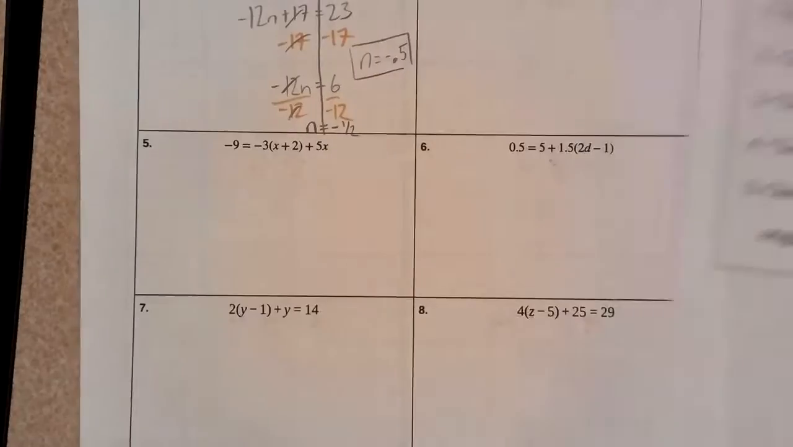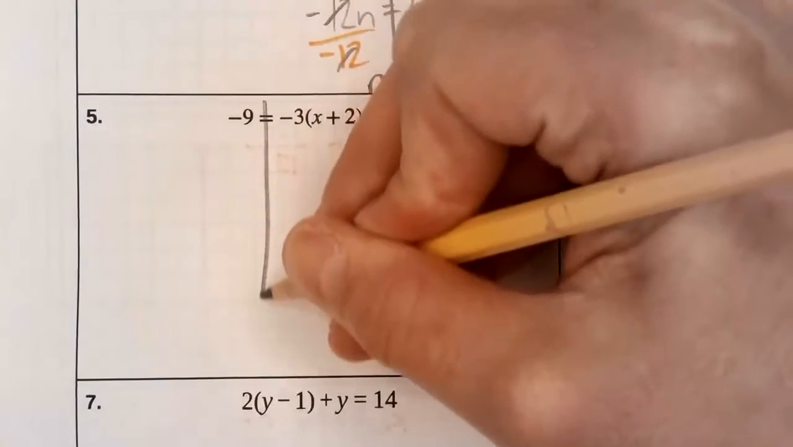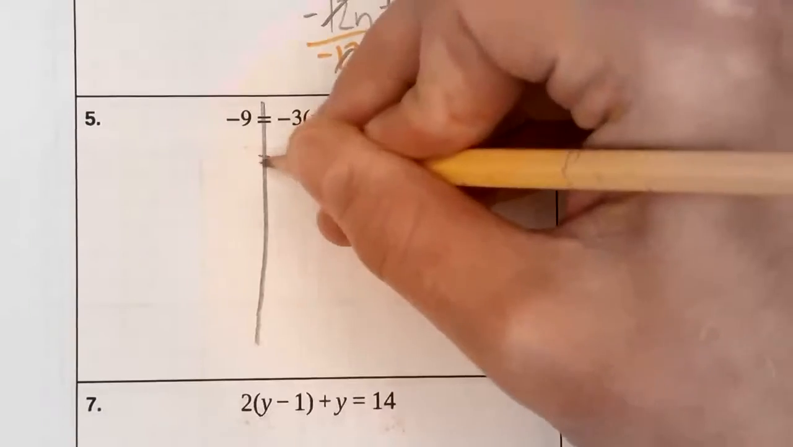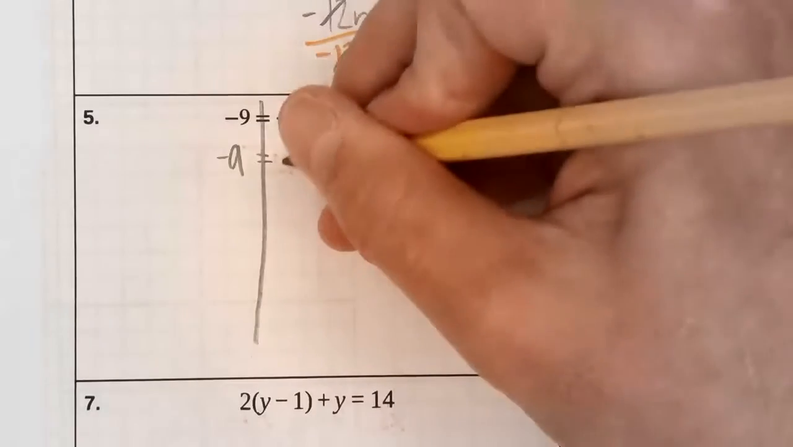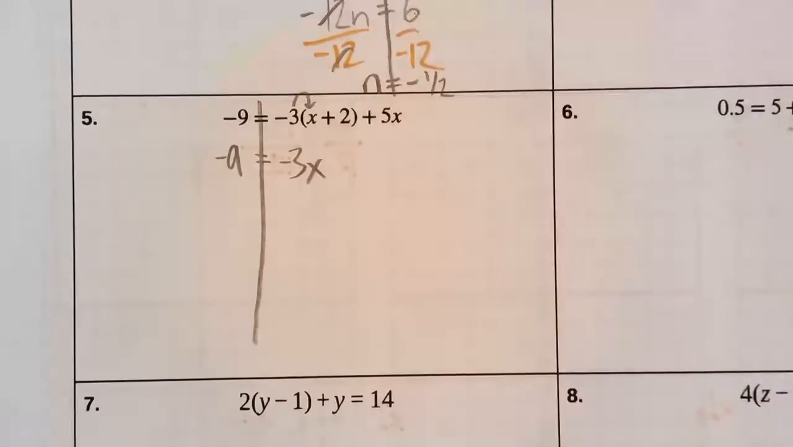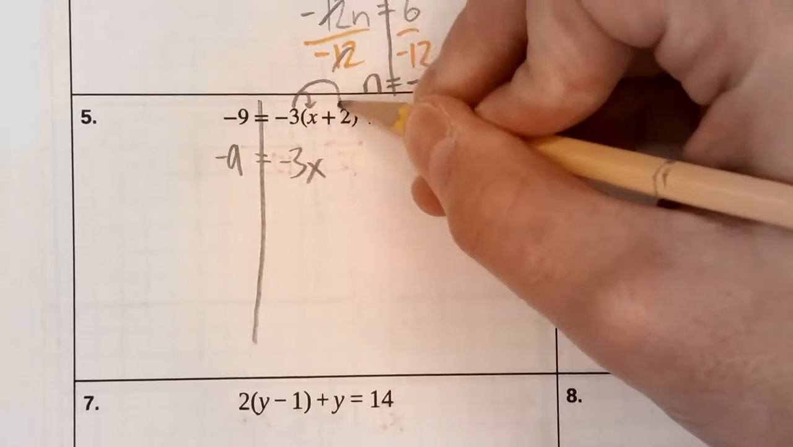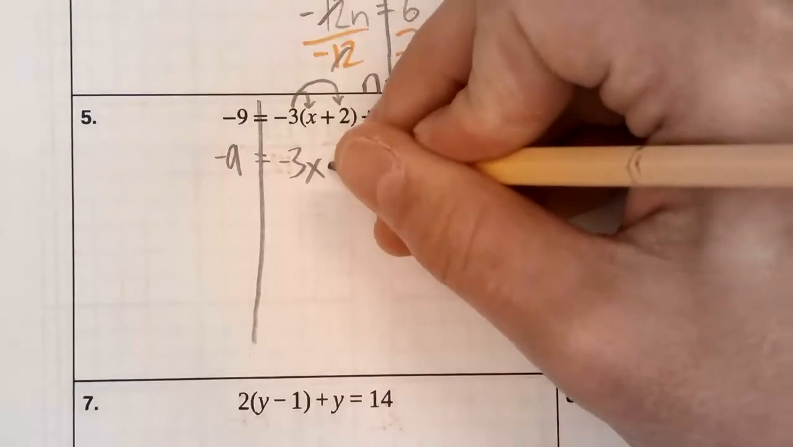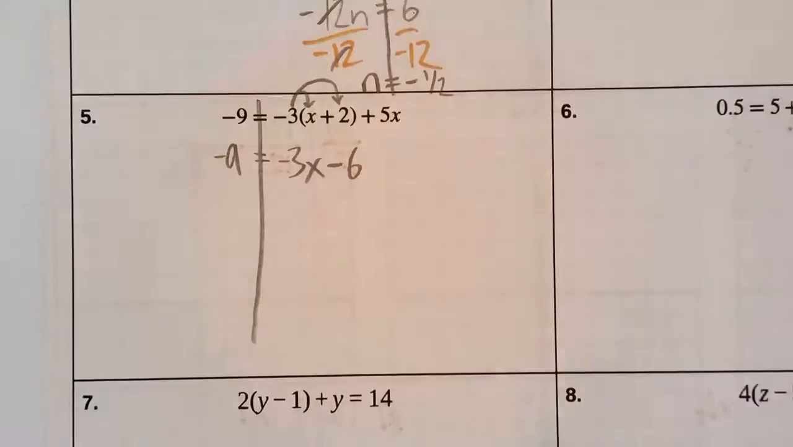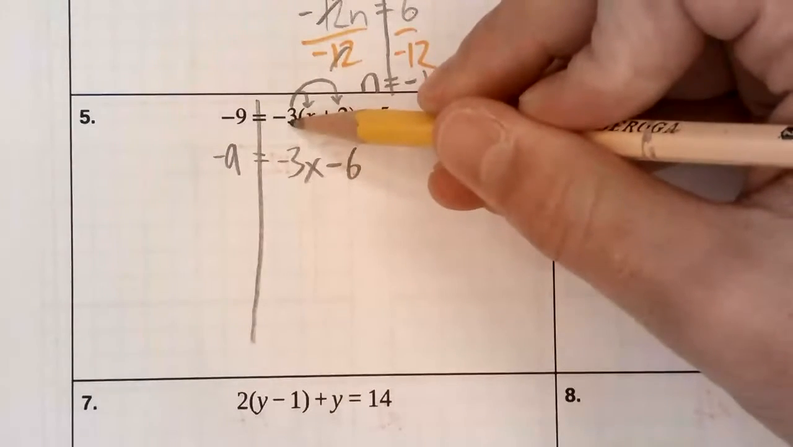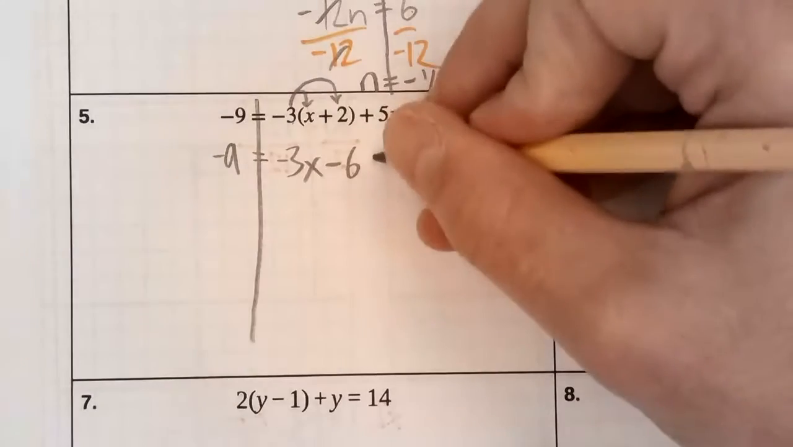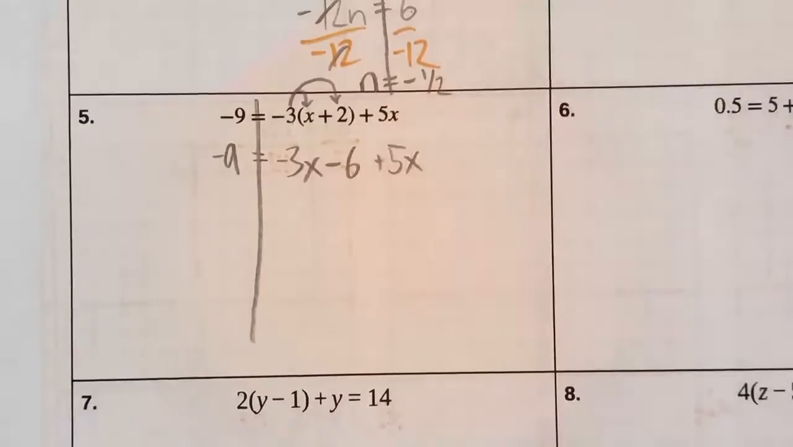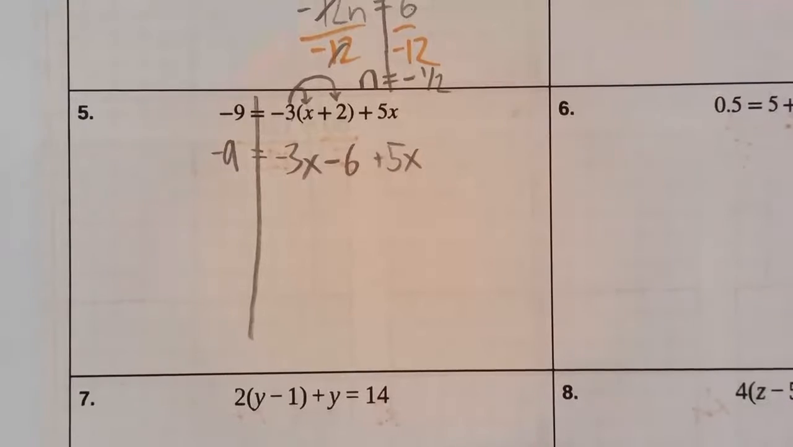So let's apply the distributive property. Split that in half. On the left side, it's still just negative 9. On the right side, negative 3 times x is negative 3x. Negative 3 times 2 is negative 6. So I'm just multiplying this number in front times both of the items inside the parentheses. And then plus 5x is still there. Okay, good. That was awesome.